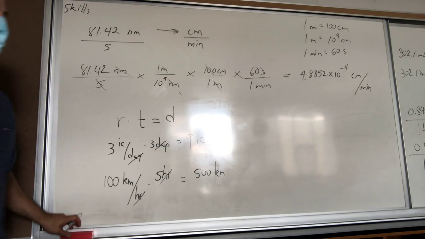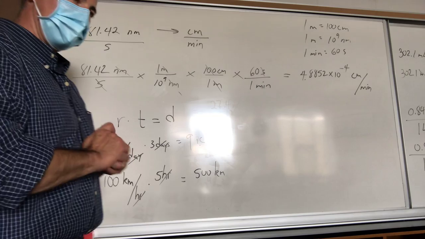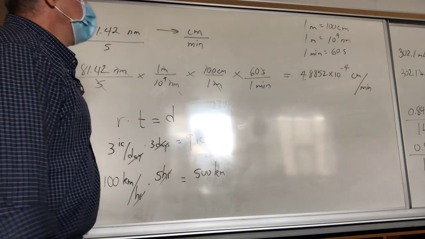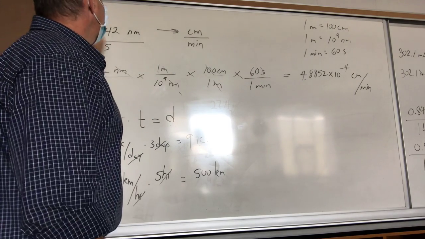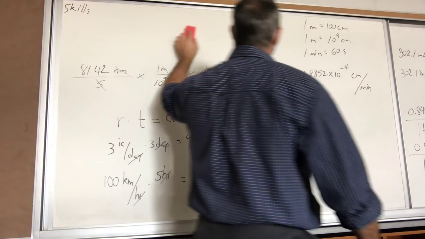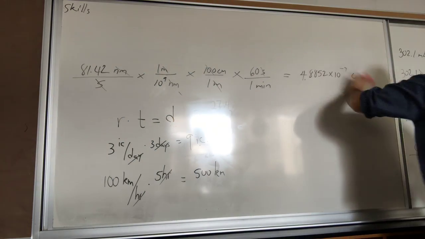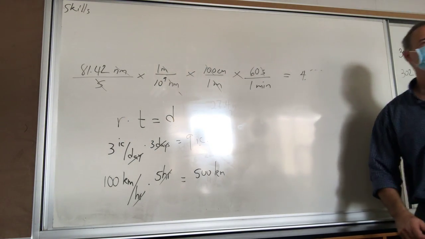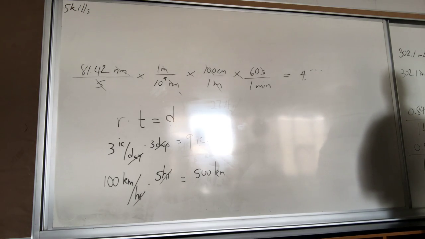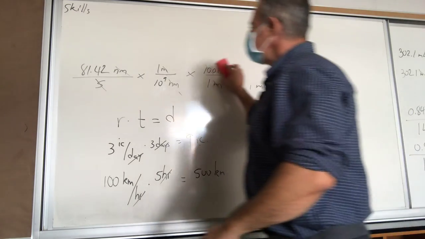Now, let's find out how many times your heart beats in your lifetime. How long do you plan to live? How long would you like to live? 95 years? Yeah, that's a good time.